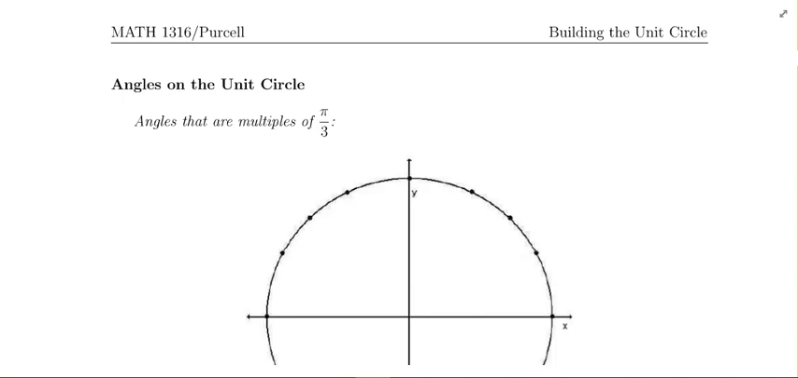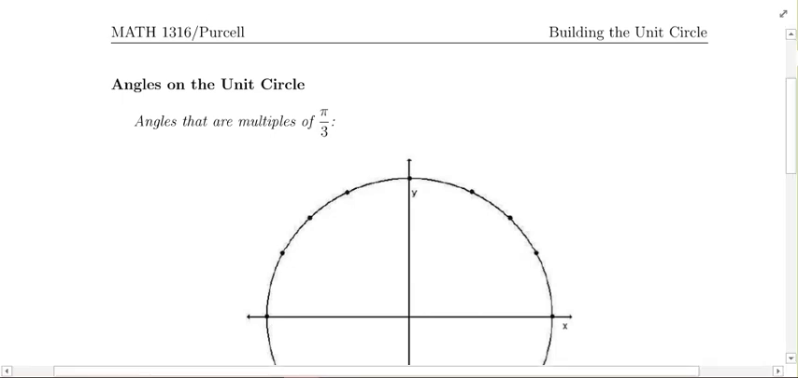When you are in trig, about half your angles will be in degree measure and half in radian measure. As you move up the math chain, you're going to see more and more radian measure. By the time you get to calculus, almost all of your angles are going to be measured in radians. So you really need to start thinking along those lines. Our focus for this picture is going to be on angles that are multiples of pi over 3.